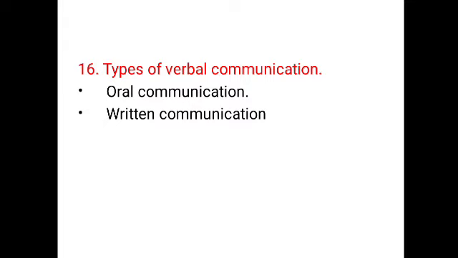Then types of verbal communication. We have two types of communication, verbal and non-verbal. In verbal communication, we have two more communications. What are the two types of verbal communication? The communication that happens through written or spoken words is called verbal communication. And the two types of verbal communication are oral communication and written communication.